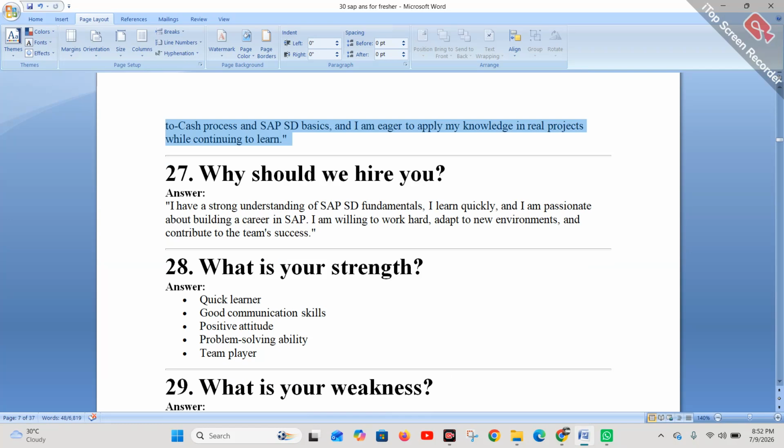Why should we hire you? This common question generally asked during the interview. So this is a general basic answer. You can change as you want. I have the strong understanding of SAP SD fundamentals. I am quick learner and I am passionate about building a career in a SAP. I am willing to work hard and adapt the new opportunities and environment and to contribute to the team's success.